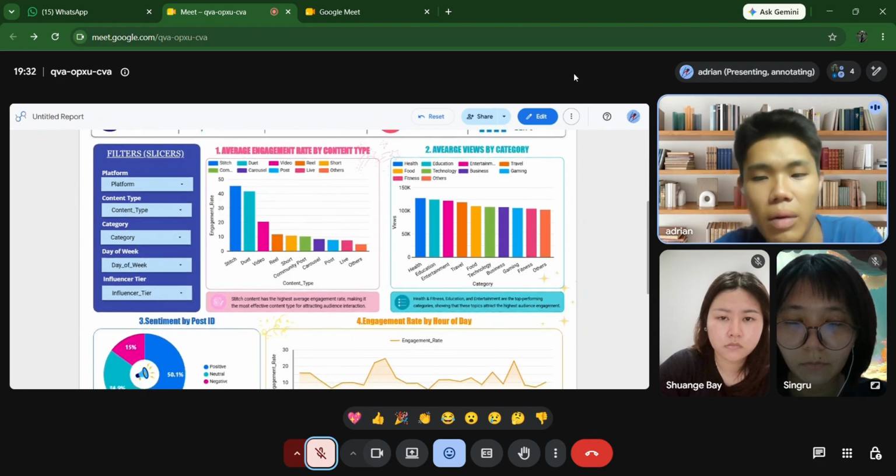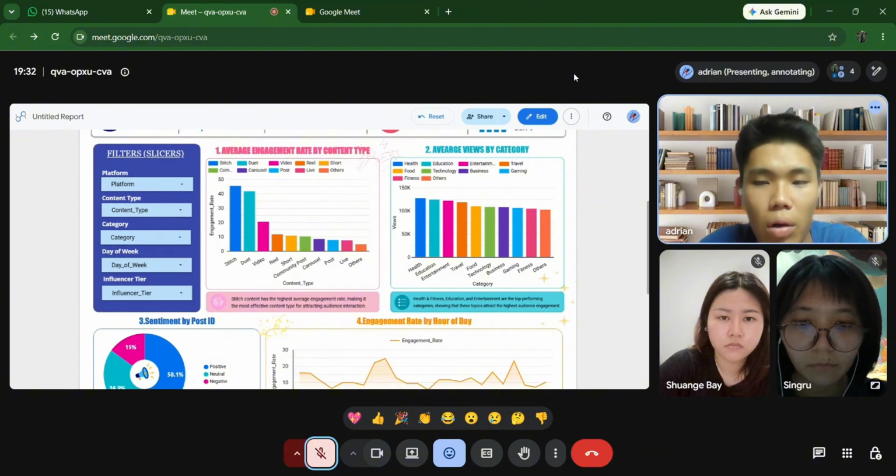Overall, this filter makes the dashboard more useful because users do not need to look at all the data at once. They can also explore the data based on a specific question. Now I will pass to the next member to explain the charts.